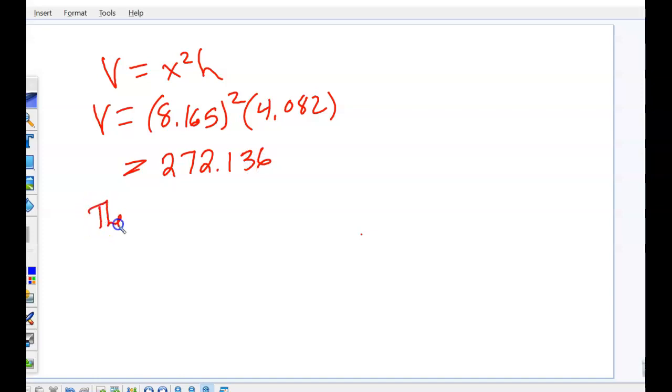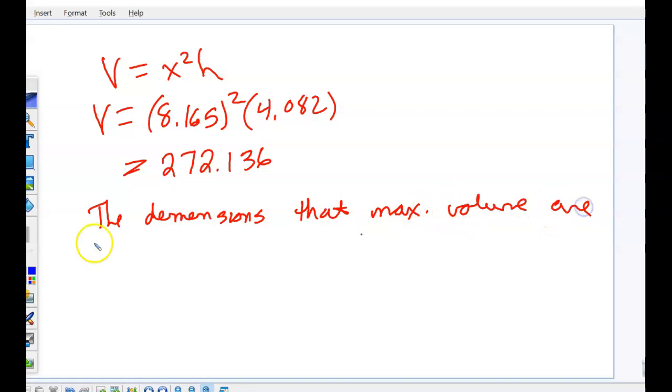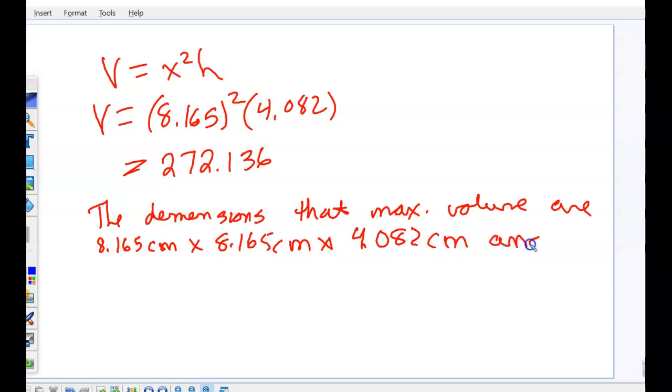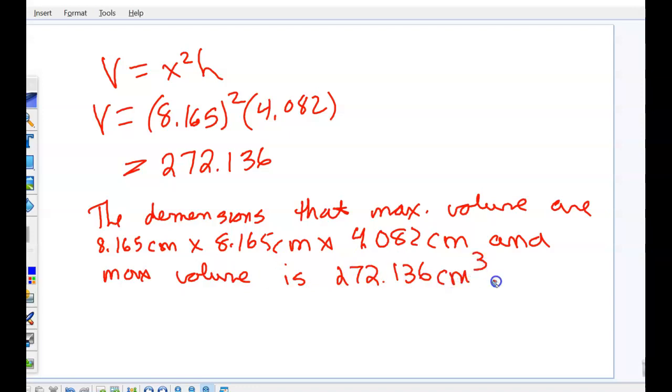So we would say the dimensions that maximize volume are 8.165 centimeters by 8.165 centimeters by 4.082 centimeters, and max volume is 272.136 centimeters cubed.